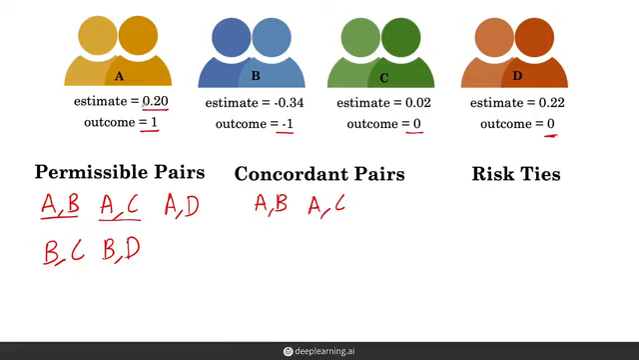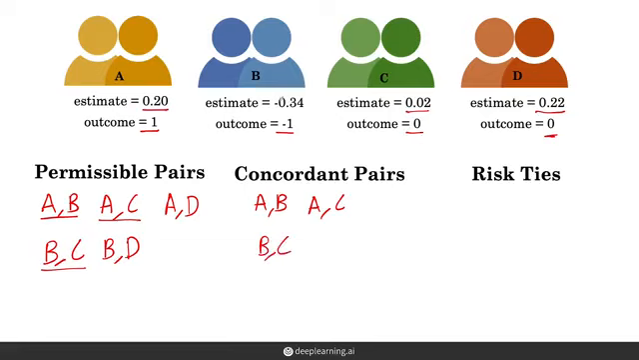For AD, we see that the higher estimate is for D, and the higher outcome is for A now. So this is not a concordant pair. Let's continue to BC. So for BC, we have the higher estimate here, and the higher outcome here as well. So BC is going to be a concordant pair.